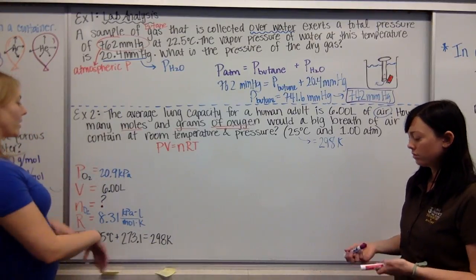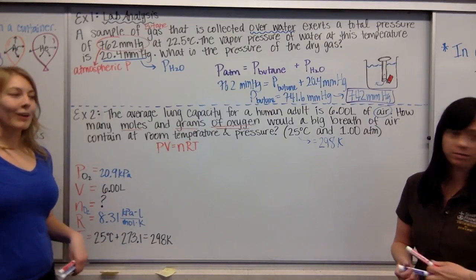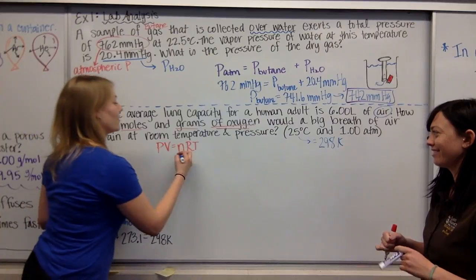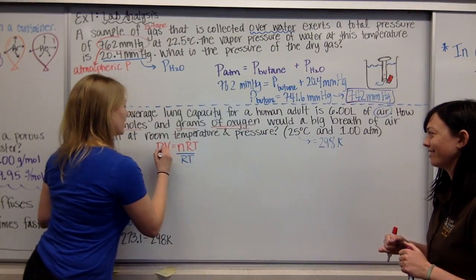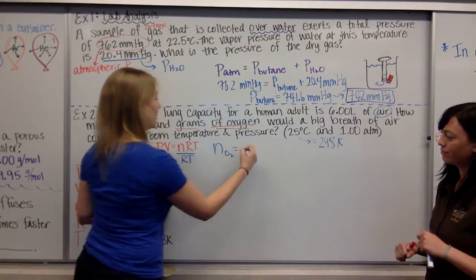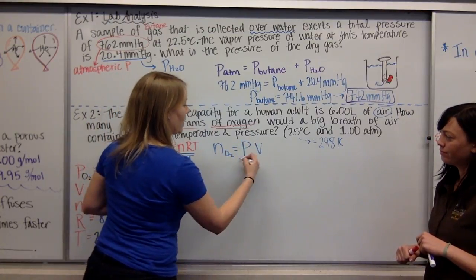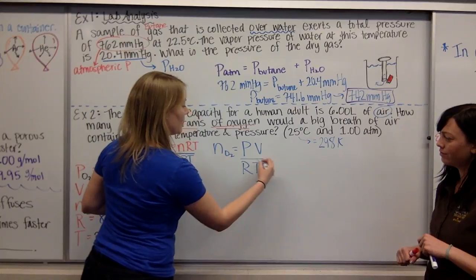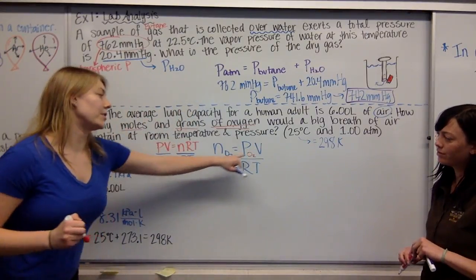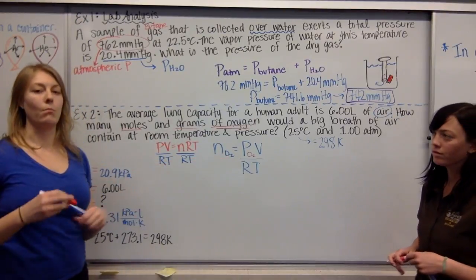So I'm going to plug this into my equation. But remember that I'm looking for moles, so I'm going to rearrange this equation to solve for moles. So I'm going to have my moles of oxygen is equal to PV over RT. And this is the pressure of oxygen, without these O2s, it's the overall pressure and the overall moles.